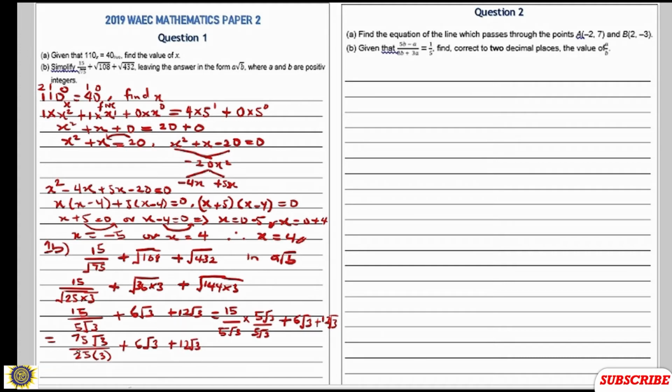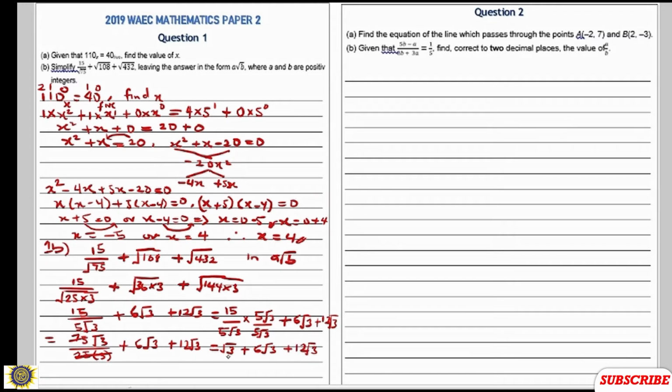Now if you look at this very well, you can see that 25 times 3 will give us 75 as well. So it's better you just cancel this out here to save our time. 75, cancel what? 25 times what? 3. So we now have root 3 plus 6 root 3 plus 12 root 3.